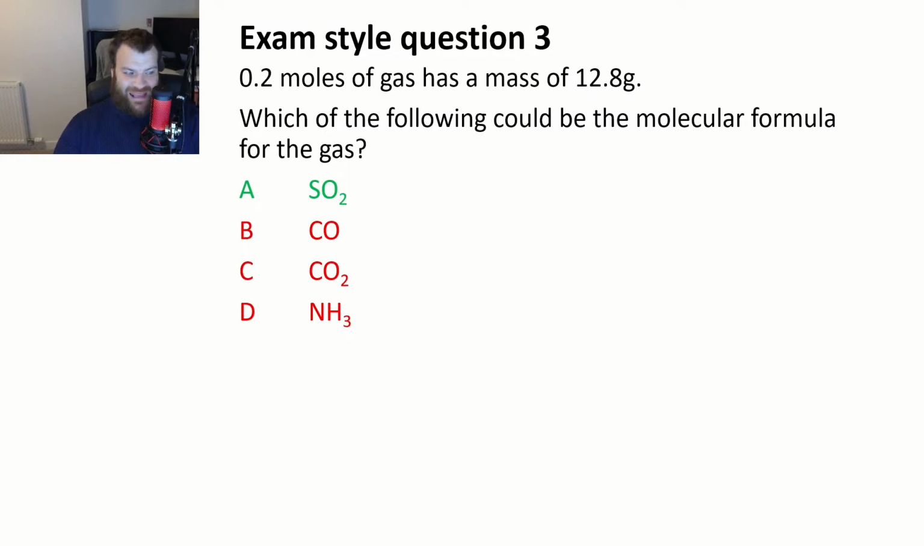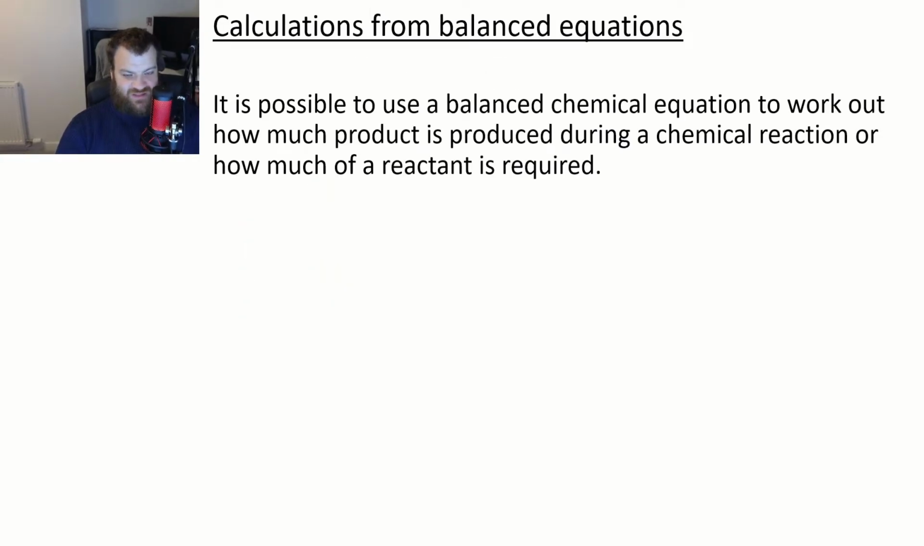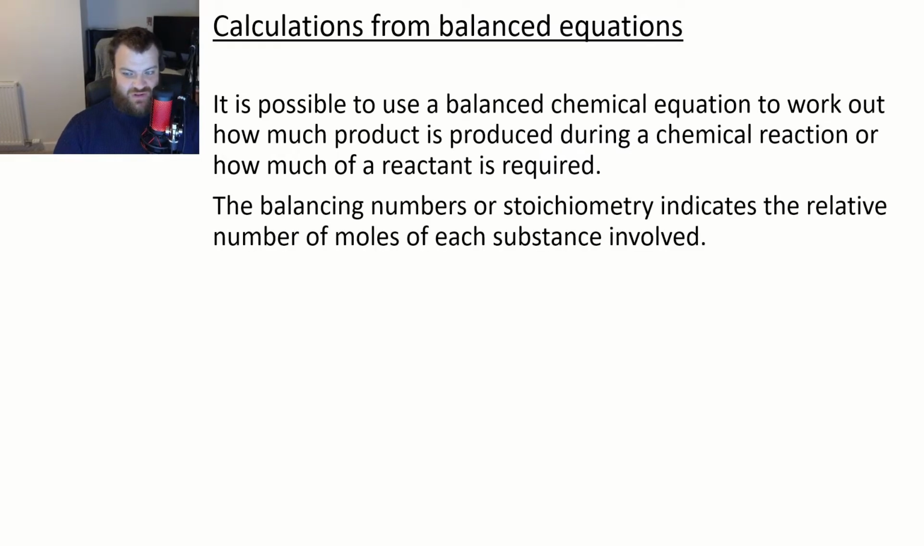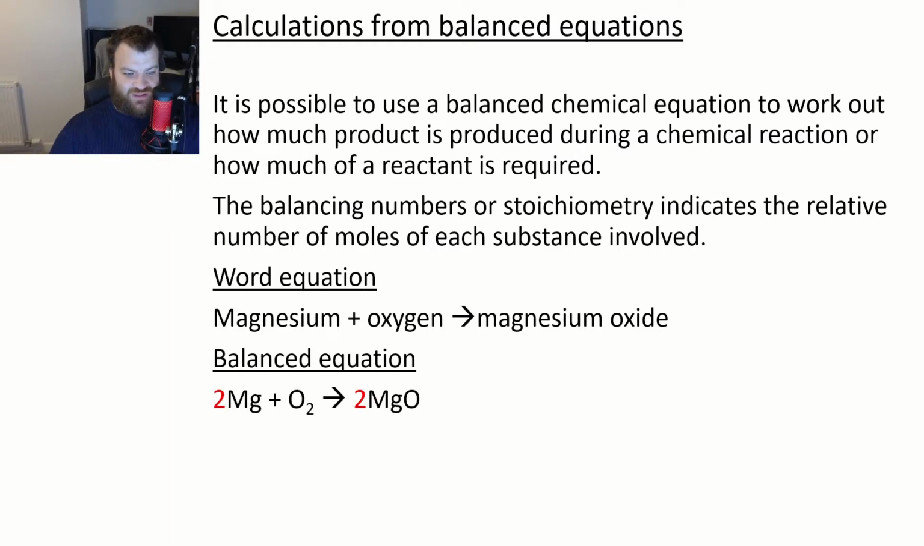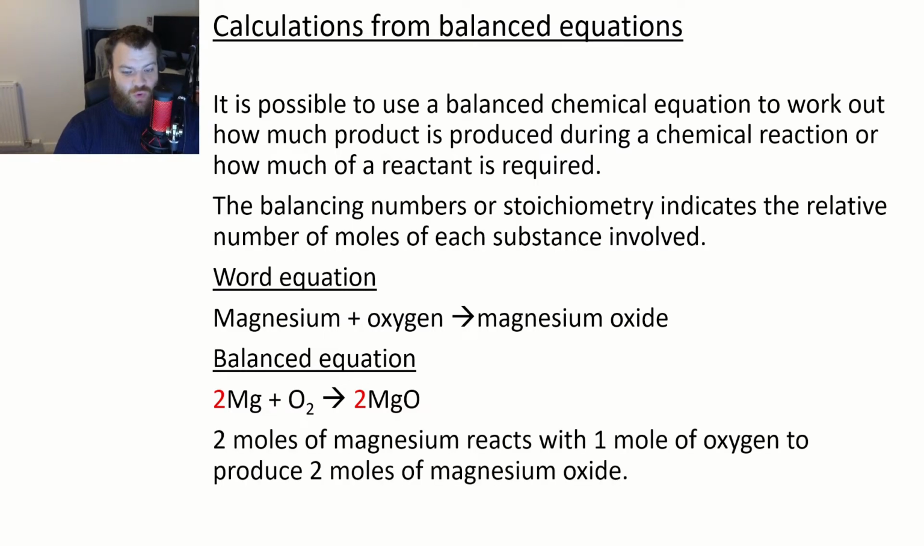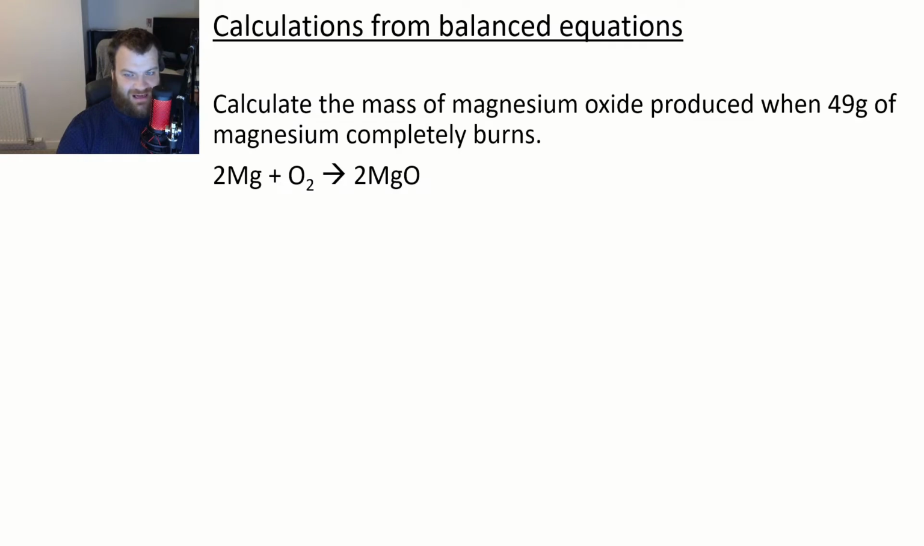It's also possible to use a balanced equation to work out how much product is produced or how much of a reactant is required. Balancing numbers or stoichiometry indicate the relative number of moles of each substance involved. For example, if we're talking about magnesium burning in oxygen to produce magnesium oxide, our balanced equation is 2Mg plus O2 goes to 2MgO. This means that 2 moles of magnesium reacts with 1 mole of oxygen to produce 2 moles of magnesium oxide.